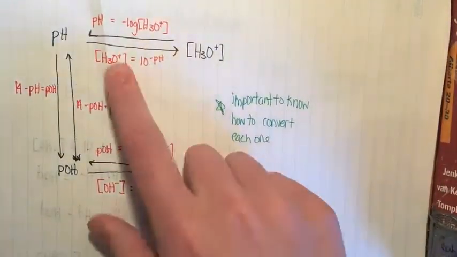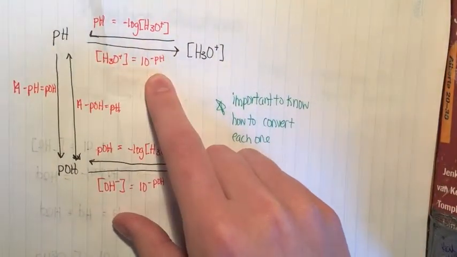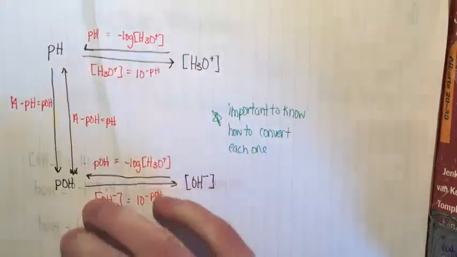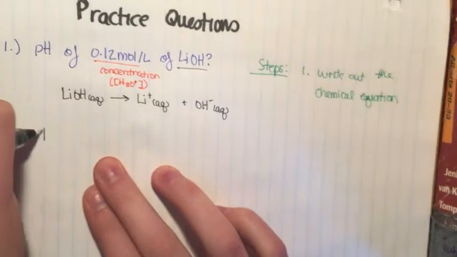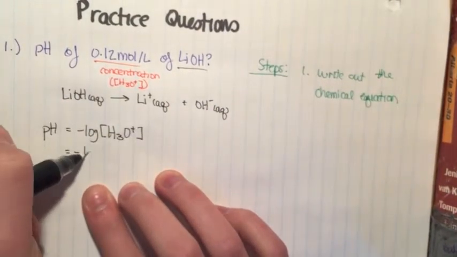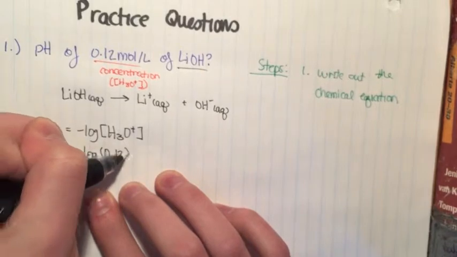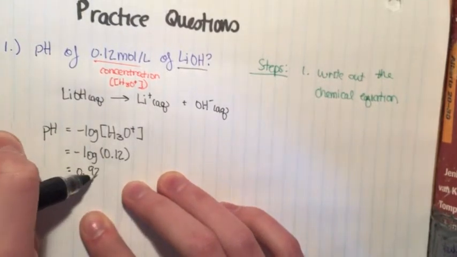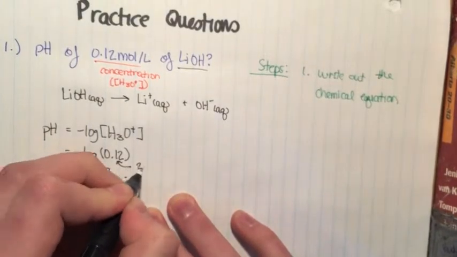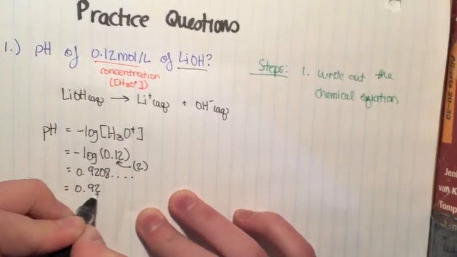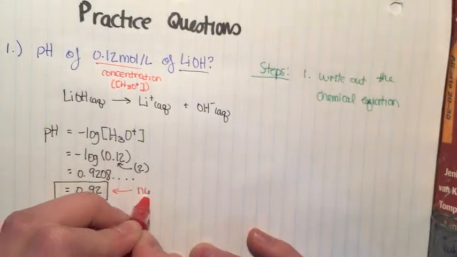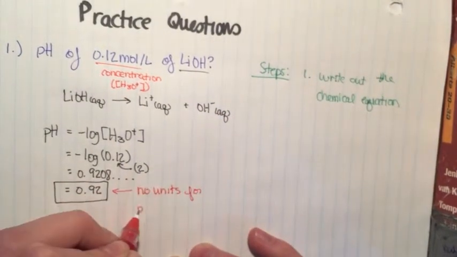Looking at the formulas, we need to find the pH, so we're going to use the top one there and use negative log to the concentration to plug in. Writing out our equation, we know that we have 0.12 moles per liter, so plug that in, and then you punch that into your calculator, giving you a long continuous number, but we only have 2 significant digits, so we just do 0.92, and also there are no units involved with pH or pOH.